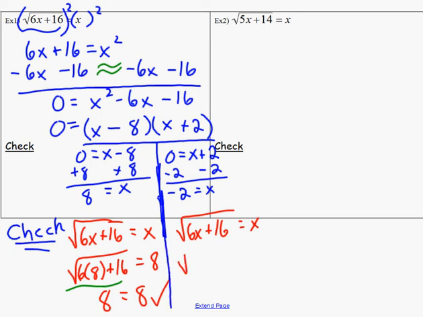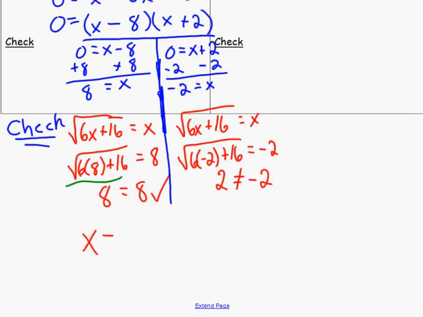And we're going to come up with the square root of 6 times negative 2 plus 16 is equal to negative 2. And for this equation, we're going to find that positive 2 does not equal negative 2. So x equals negative 2 is not going to be a true solution here. So our final solution is just going to be A.